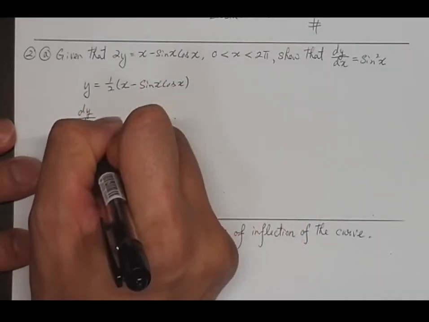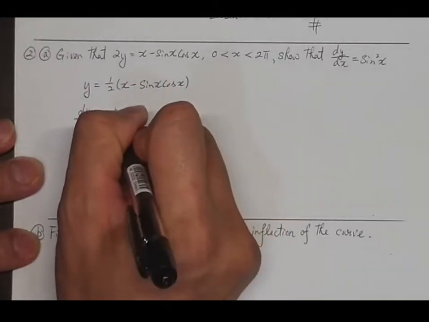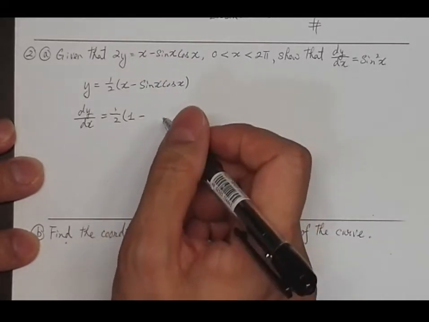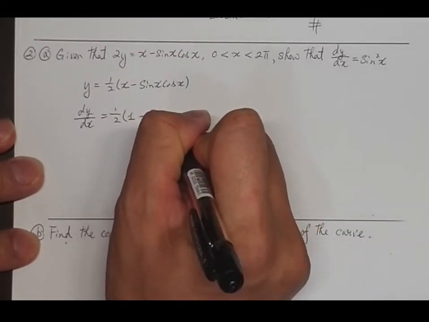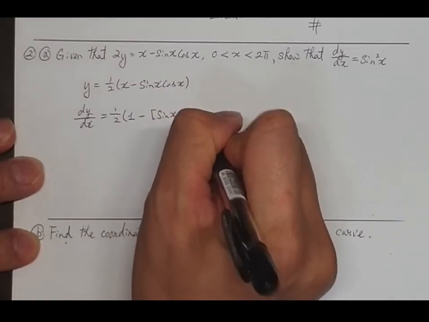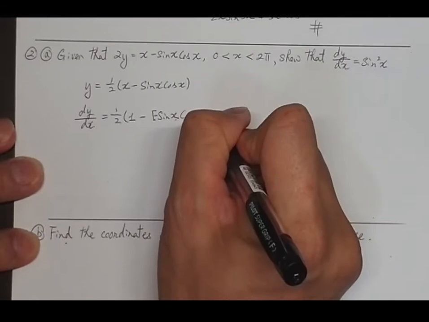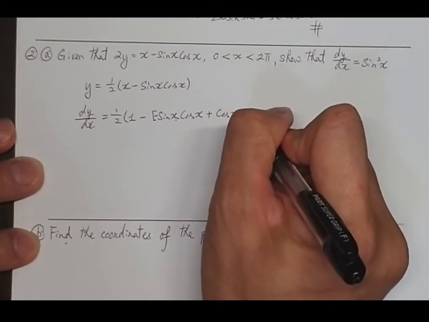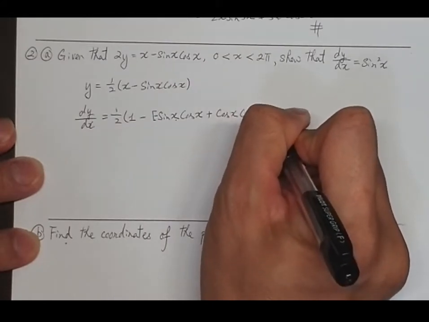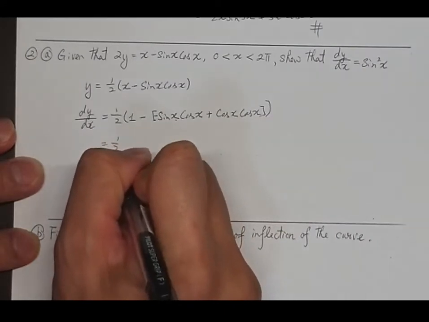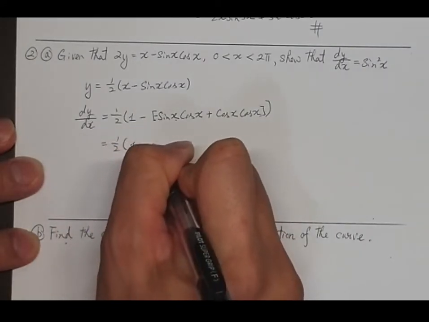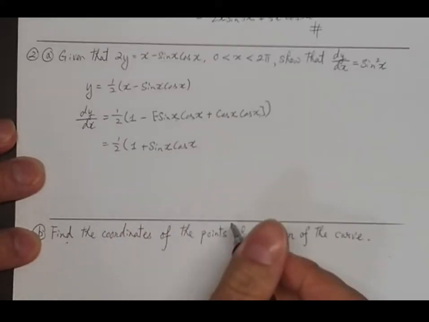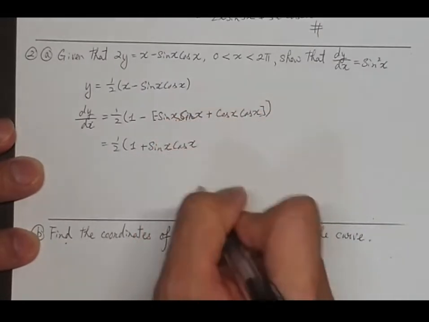dy by dx is equal to half, this is 1, minus, by the chain rule, we have sine x cosine x, but this one is minus, plus cosine x, this sine x differentiated is cosine x. So we have half, 1 plus sine x cosine x. This one should be sine x, right? Sine x.